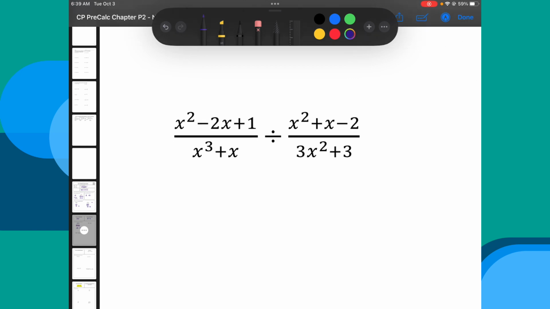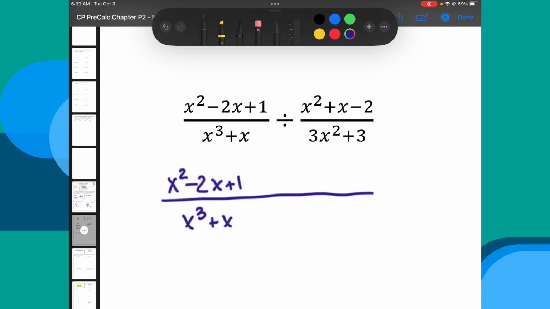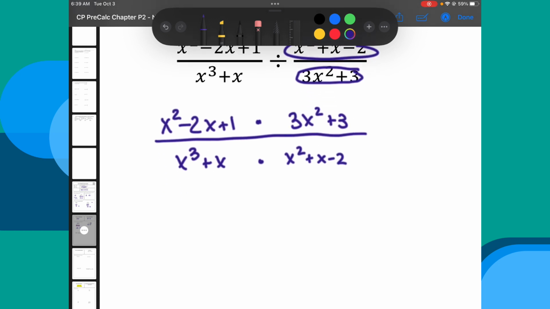So here in this example, we have our first numerator over our original denominator. We're going to change to multiplication, and then the denominator of the second fraction becomes the numerator, and the numerator becomes the denominator. From here, we're going to factor.